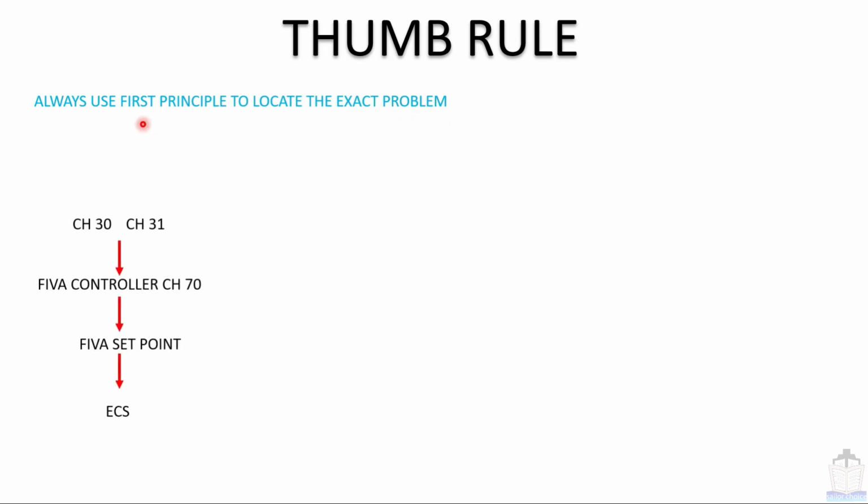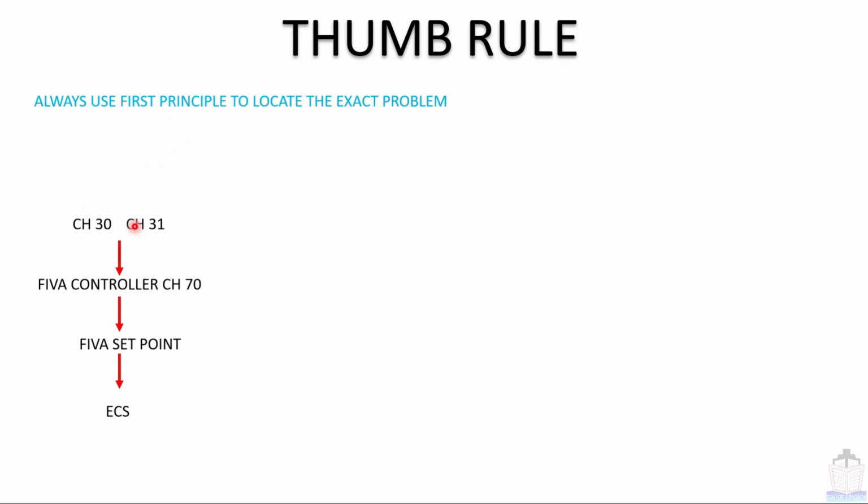we will see the thumb rule. Always use first principle to locate the exact problem. The meaning of first principle is that channel 30 and channel 31 are dependent upon channel 70, and channel 70 is dependent upon the FIBA set point, and the FIBA set point is dependent on the software. So if something goes wrong over here, we will also check whether this one or this one is okay or not. If this one is not okay, then obviously this one will also not be okay. That is called the first principle.